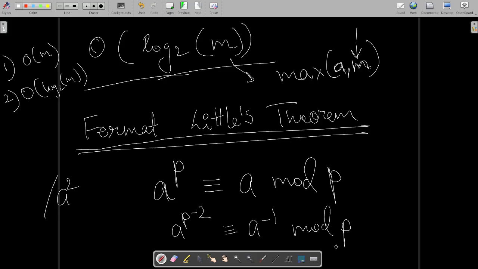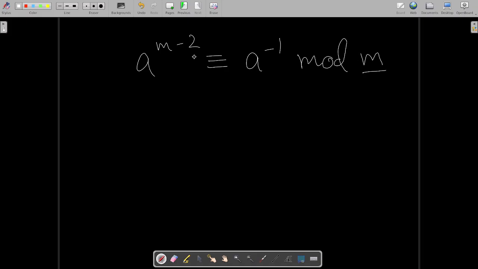Now you found another way to find a inverse. It's basically a raised to the power P minus 2. Or writing in familiar terms, a raised to the power m minus 2 is basically a inverse under the same mod, m. Remember, m. And this is the easiest way that you'll get to calculate this. Manas, can you just show the previous page once? Yes.